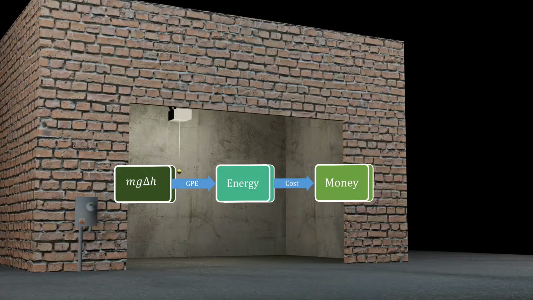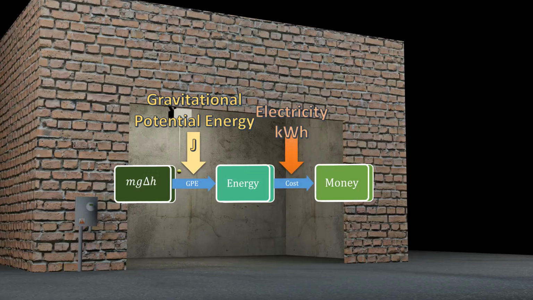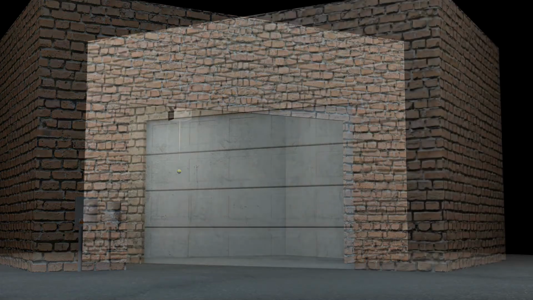We'll measure the mass and the change in height for the door, then calculate mg delta h. This energy will be in joules, which we can convert to the standardly used kilowatt hour. Finally, we will find the cost of this energy by multiplying it by the kilowatt hour cost of electricity. Now we can put this into an equation.